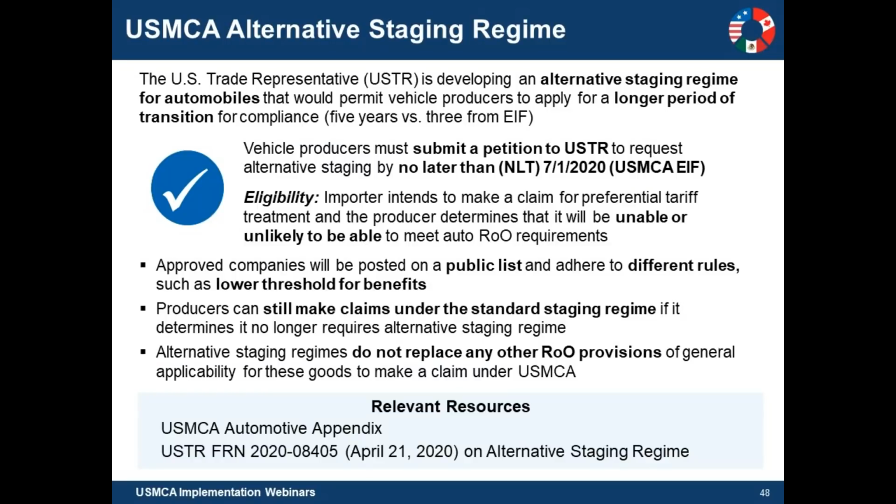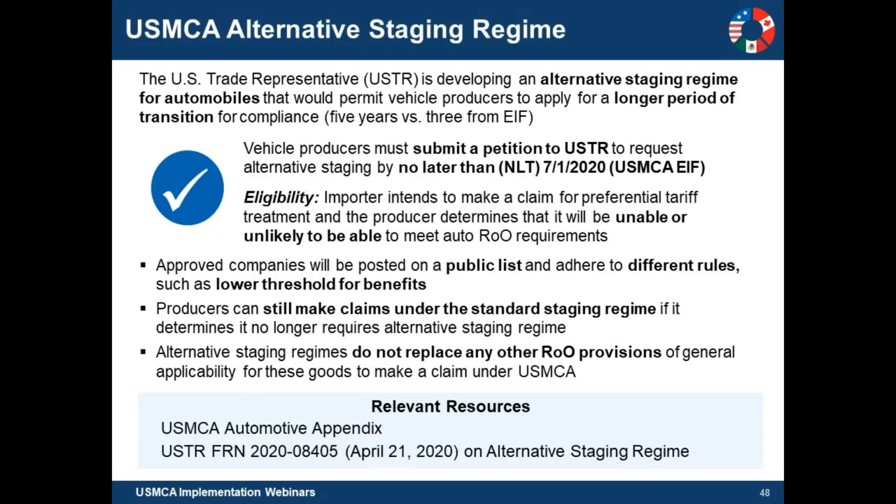In addition to these other rules of origin for automotive goods, the USMCA offers alternative staging. The U.S. Trade Representative is developing an alternative staging regime for automobiles that will permit vehicle producers to apply for a longer period of transition for compliance, that is 5 years, versus the 3 years of staging within the standard rules of origin provided in the agreement.